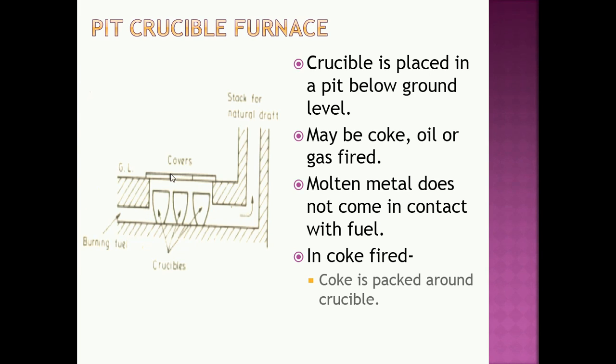Now when the metal is ready for pouring, the crucibles are taken out one by one by removing the covers, and they are taken to the pouring station. That is the working of this pit type crucible furnace.